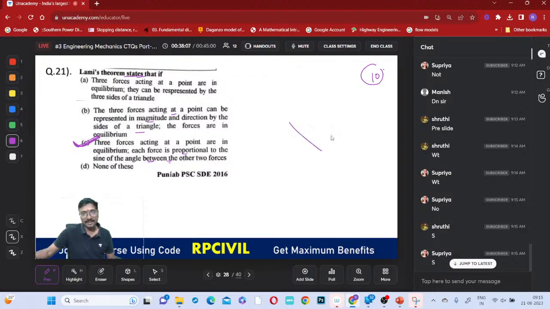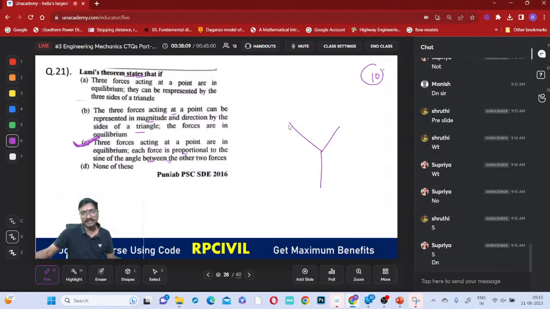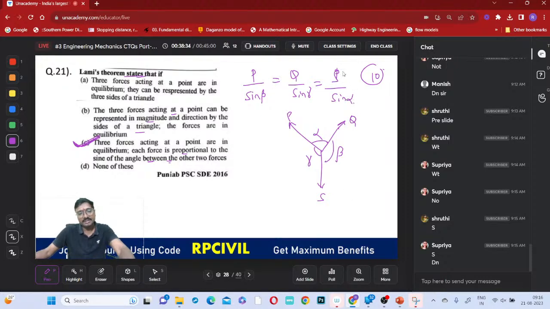When you are representing three forces like this, this is your P, this is your Q, and this is your S. Let us say this is alpha, this is beta, and this is gamma. So P divided by sine beta equals Q divided by sine gamma equals S divided by sine alpha, right? This is how Lami's theorem can be written.